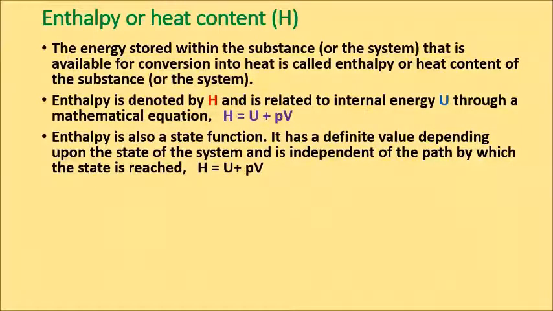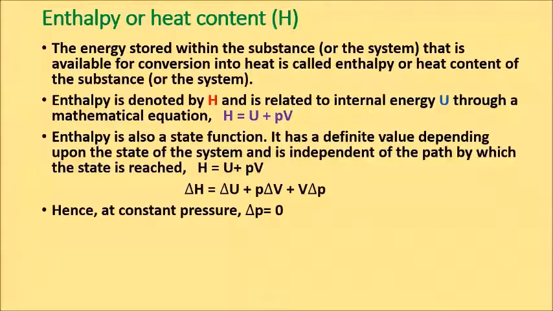If you want to write the change in enthalpy, the change can be represented with delta. So we'll write delta H. This is what change in enthalpy is equal to delta U, change in internal energy, plus PV is there. So both the cases at constant volume and pressure we can write P delta V plus V delta P. At constant pressure, delta P is equal to 0 we are taking.